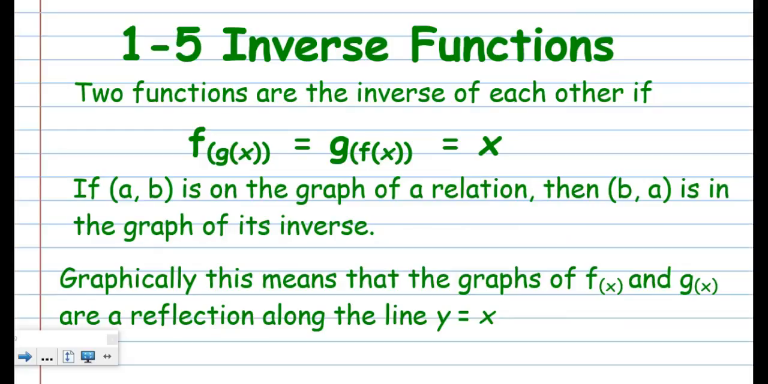And further, when looking at the graph, what you'll see if f and g are inverses is that the two graphs will reflect, not y-axis reflection, not x-axis reflection, or origin reflection. They would reflect along the line y equals x. And we'll take a look at an example.